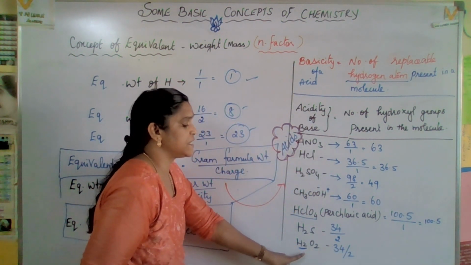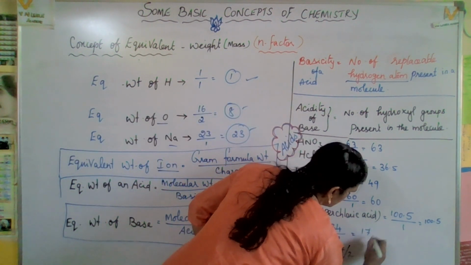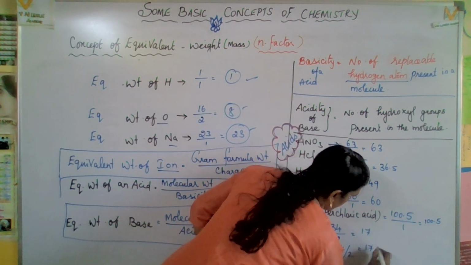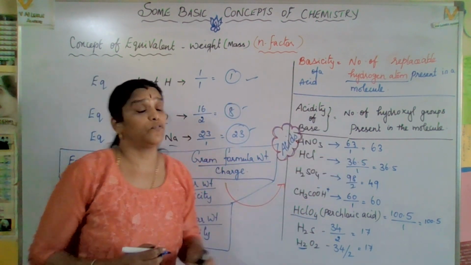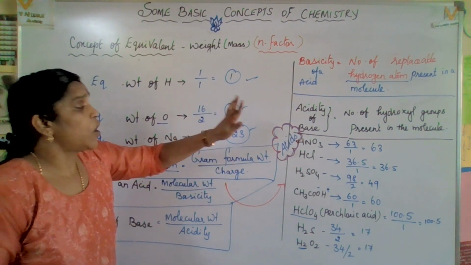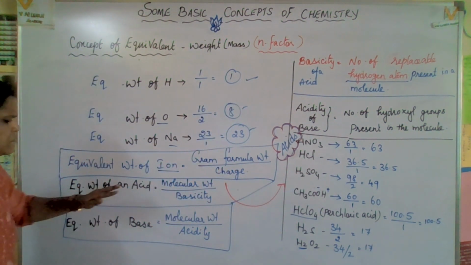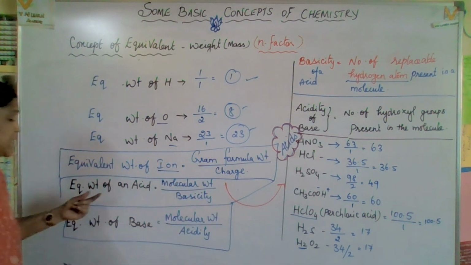Replaceable hydrogen atom present in the molecule. So what will you get as the answer? Here also 17 and here also 17. And by the way, you are not getting any unit of equivalent weight. Hope you got a clear idea about what we mean by basicity of an acid.